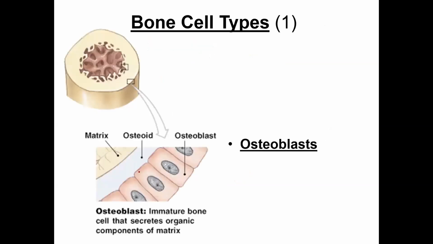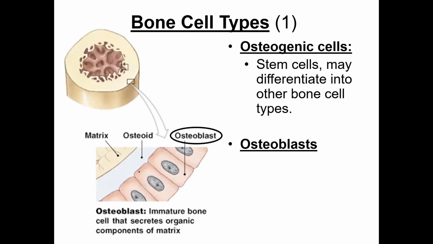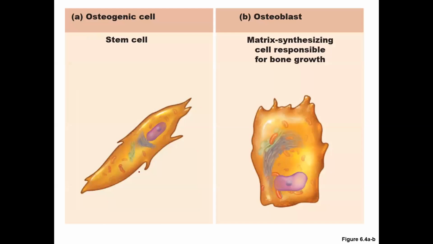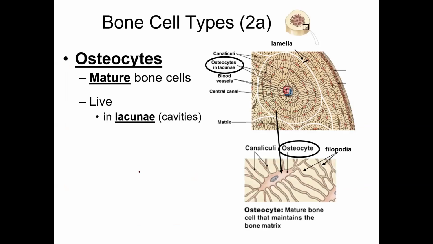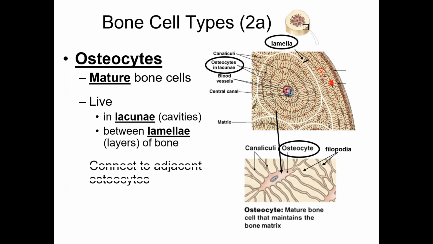Cells of the bones: osteoblasts and osteogenic cells. Osteogenic cells are stem cells. Osteoblasts lay down that organic bone matrix. Osteocytes are the mature bone cells. Their job is just to maintain. This is a great picture. You can see those osteocytes and those tiny little canaliculi connecting them.